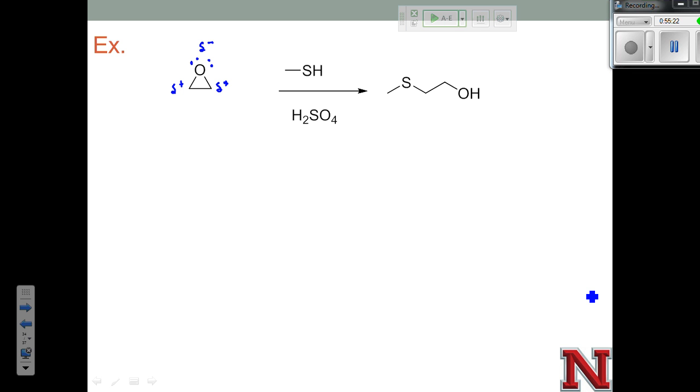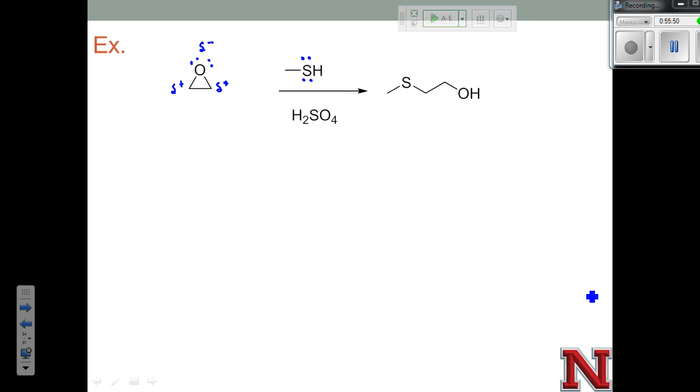We have a thiol. SH also has electrons. Thiol is right under oxygen, but it's a little different than oxygen in that it's not a very strong base, but it's a great nucleophile. We also have H2SO4. So that means we have acidic conditions.